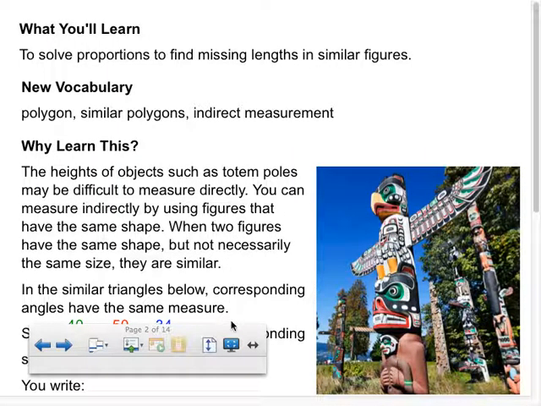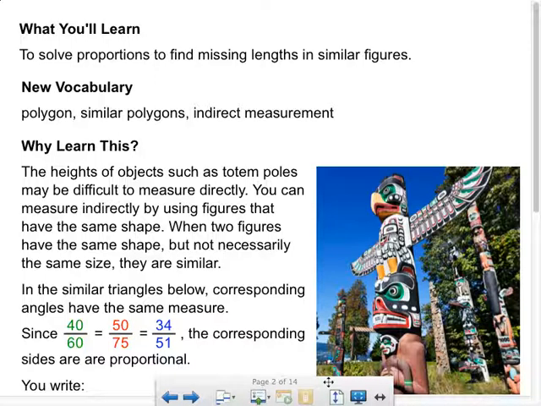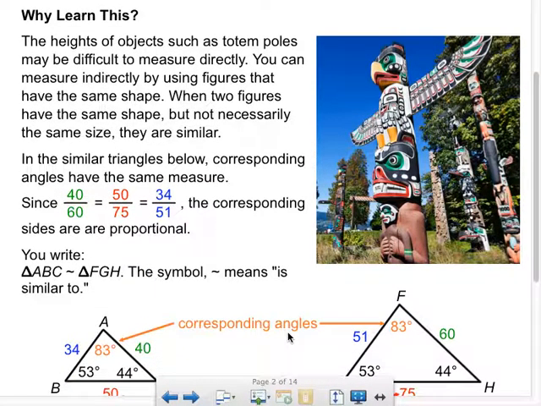Since I'm trying to put together the video for the class YouTube channel, I'm going to go ahead and read this. What you'll learn: to solve proportions to find missing lengths in similar figures. New vocabulary: polygon, similar polygons, indirect measurement. Why learn this? The height of objects such as totem poles may be difficult to measure directly. You can measure indirectly using figures that have the same shape. When two figures have the same shape but not necessarily the same size, they are similar.